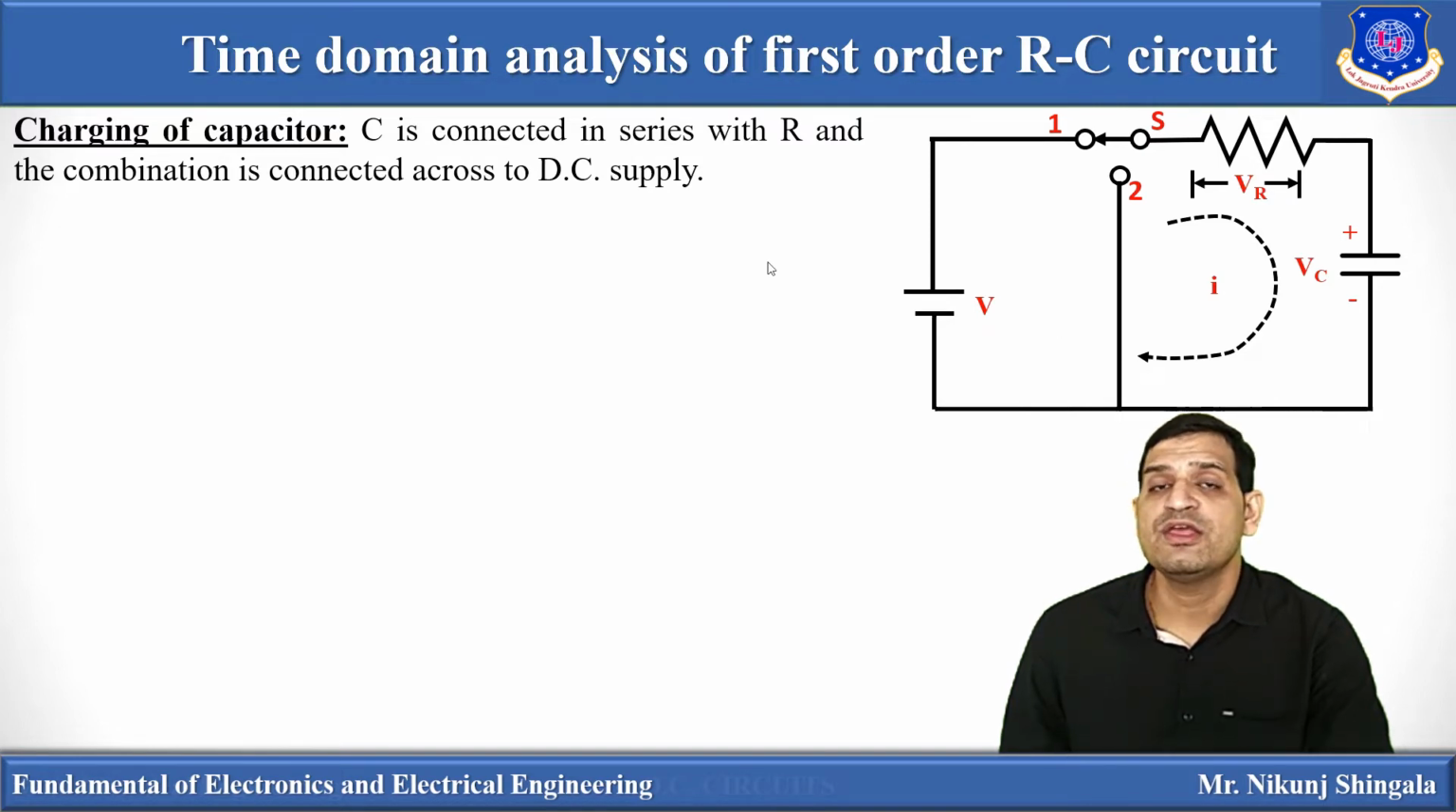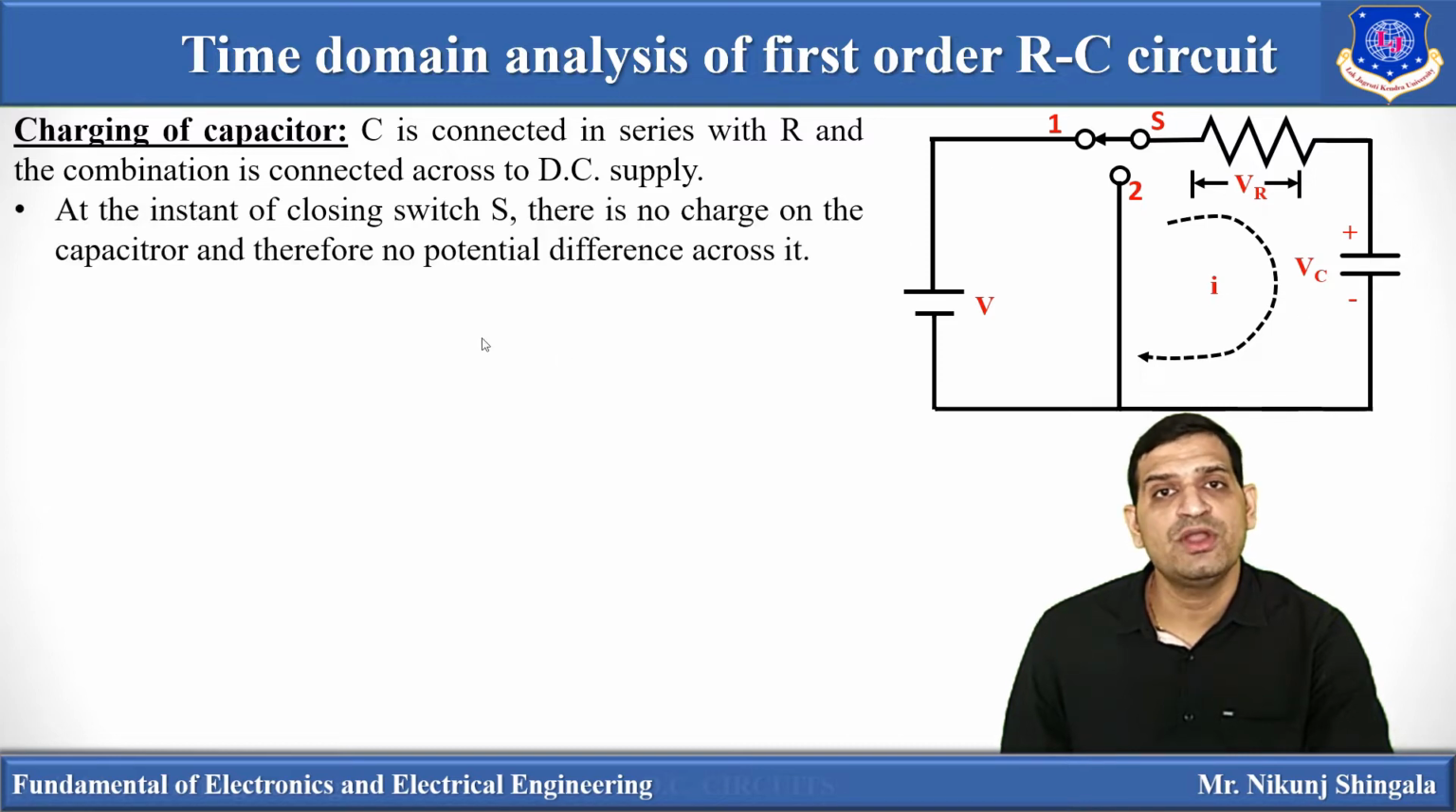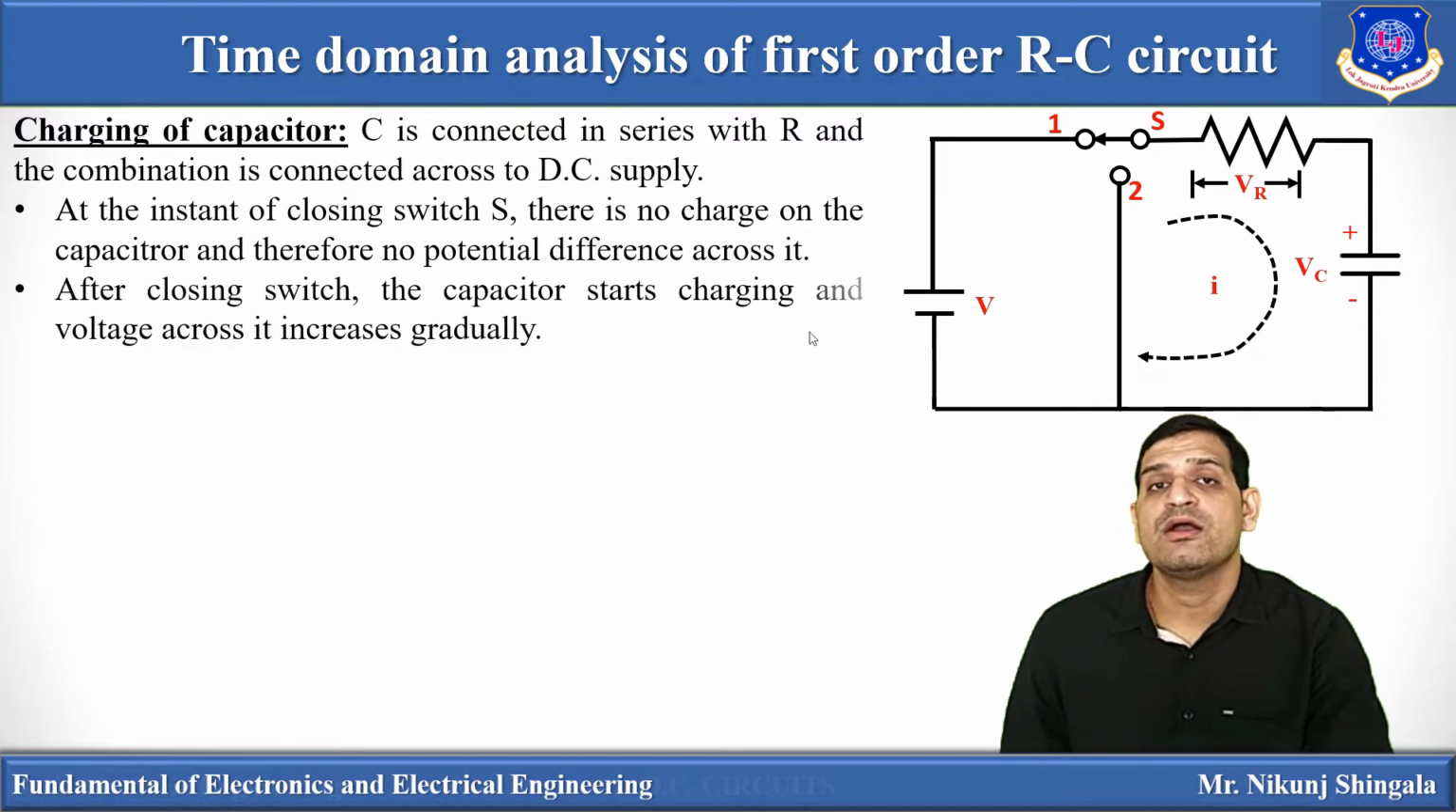Now as initially the switch is not closed, no current will flow, and there is no charge on the capacitor, and hence there is no potential difference across the capacitor. Now at time t equal to 0, the switch is closed, so current will start to flow, and as current starts to flow, there is a potential difference across the capacitor, so the capacitor voltage will increase, but it will increase gradually. Now t equal to 0 is the initial condition. At t equal to 0, exactly, Vc will be 0.